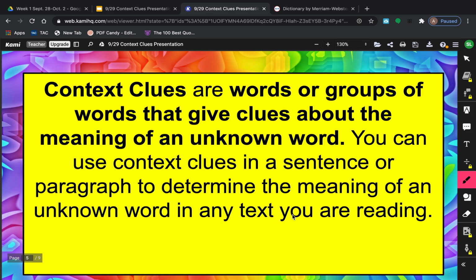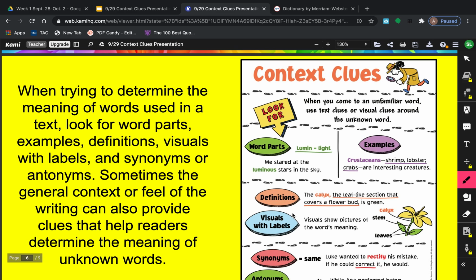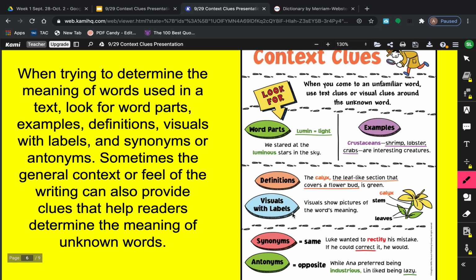Context clues are words or groups of words that give clues about the meaning of an unknown word. You can use context clues in a sentence or paragraph to determine the meaning of an unknown word in any text you are reading. As readers, when we're trying to determine the meaning of words used in a text, we can look for word parts, examples, definitions, visuals with labels, and synonyms or antonyms to help us determine the meaning of that word.